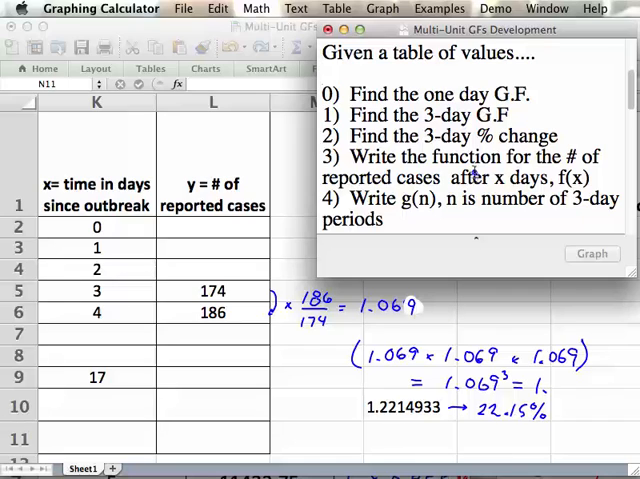Okay, so now if we want to write a function for the number of reported cases after x days, we've got the 1 day growth factor. What are we missing? We need the initial value. We know our function form is a b to the x, right? So how are we going to find it? There are different ways to do this. What's one way we could figure out this initial number for x equals 0? Yeah, Nicholas.